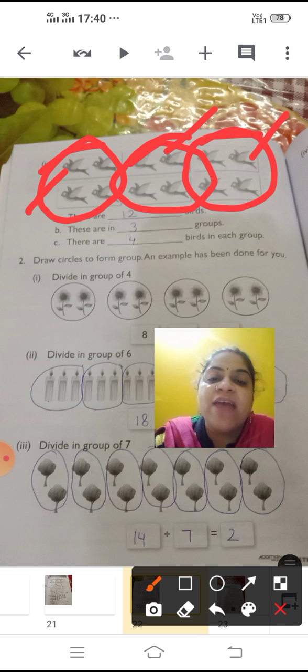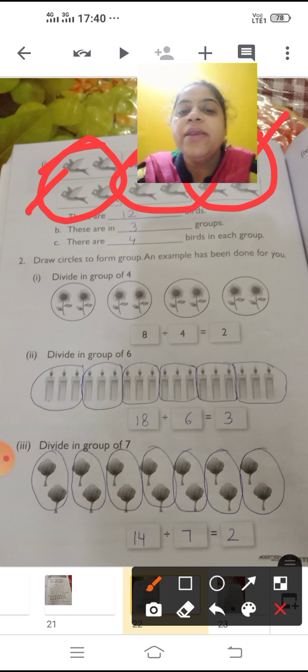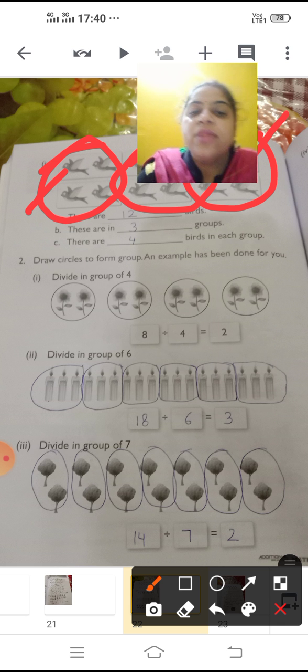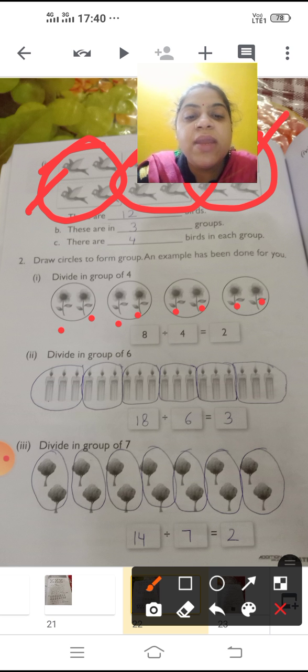Draw circles to form groups. An example has been done for you. First, you have seen divide in groups of 4. They have given first of all the total number, that is 8. You can see 1, 2, 3, 4, 5, 6, 7, 8. And how many groups? 4 groups. So, it will give us 2. 4 twos are 8. Now, divide in groups of 6.